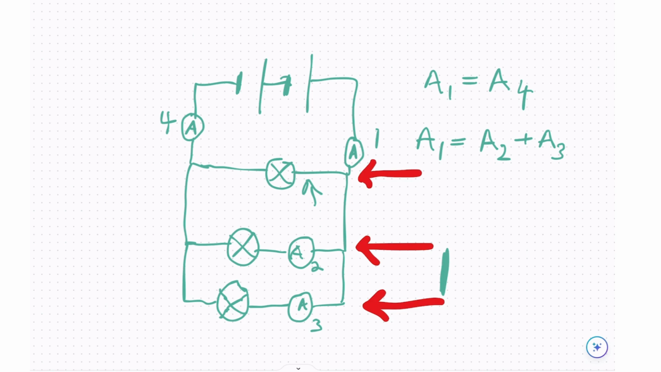And that also means that the current in ammeter 4 is the same as the current across ammeter 2 and ammeter 3 added together. It's shared between them. So there's quite a difference there between parallel circuits and series circuits.